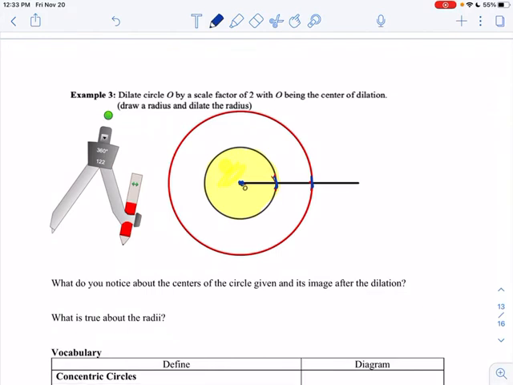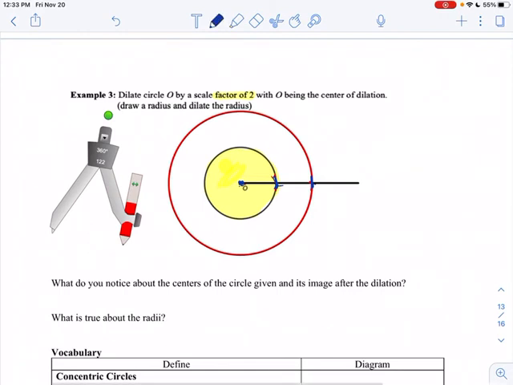I have circle O that's on your paper. I extended the radius. I made it nice and long. And then I took my compass and I measured the distance of the radius. And then I came here to the side of the circle and I measured it one more time because I wanted a scale factor of 2. And that was my new radius for my bigger circle.